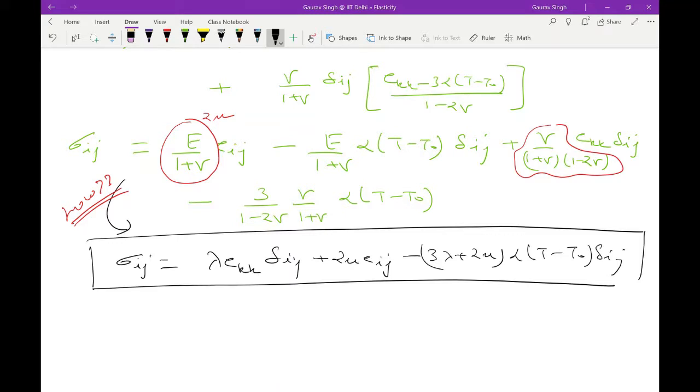So this finishes our discussion on linear elasticity and thermoelastic effects. And now we'll be moving on to the boundary value problem, formulating the problem as such, and then learning some methods to solve it. So that would be our next topic.